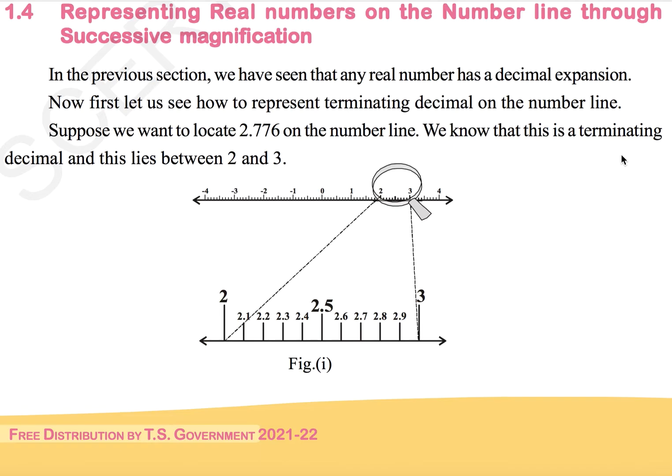In the previous section, we have seen that any real number has a decimal expansion. Now, first let us see how to represent a terminating decimal on the number line. Suppose we want to locate 2.776 on the number line. We know that this is a terminating decimal and this lies between 2 and 3. Now, magnify between 2 and 3 and take 10 divisions from 2 to 3: 2.1, 2.2, 2.3, and so on up to 2.9. So this lies between 2.7 and 2.8.